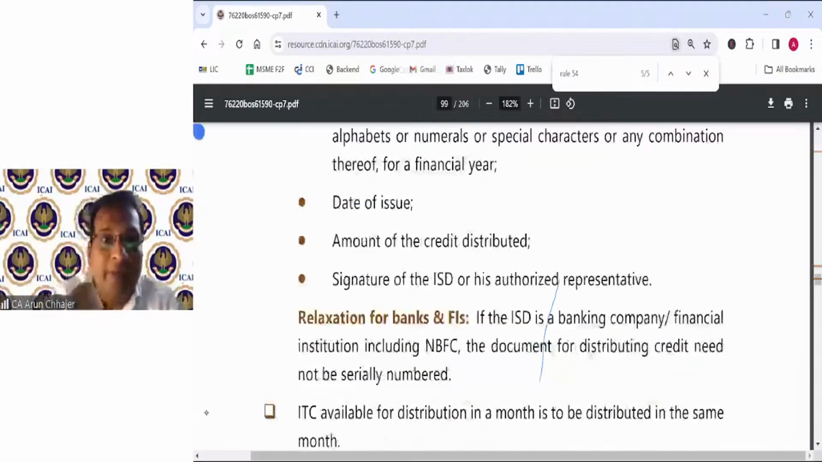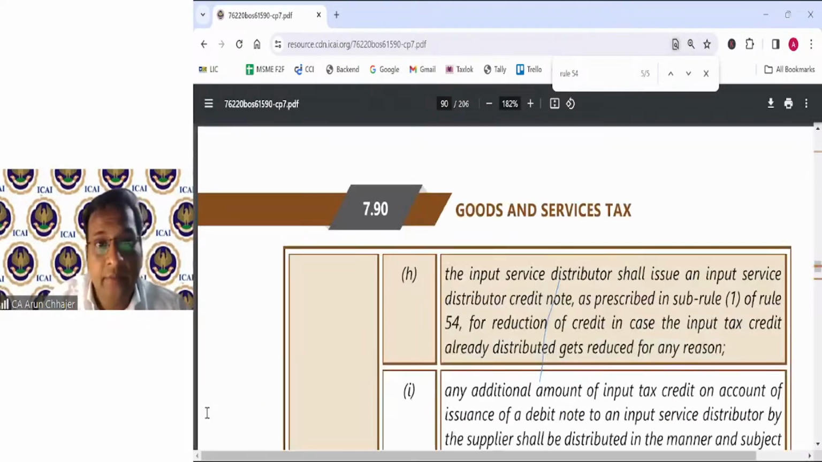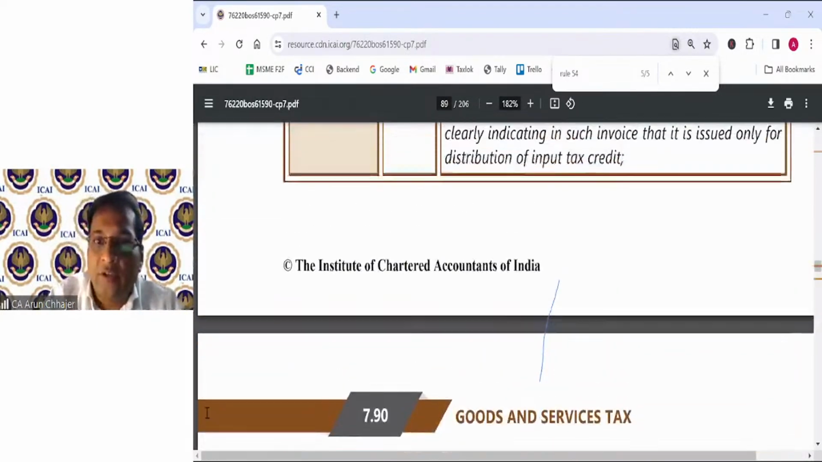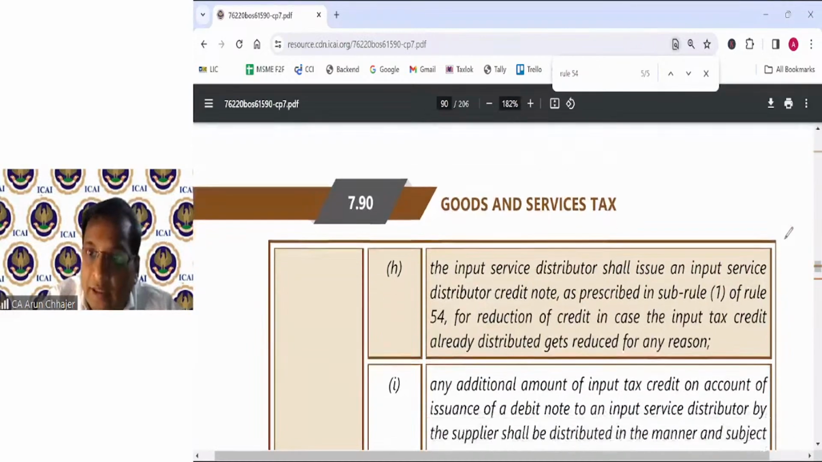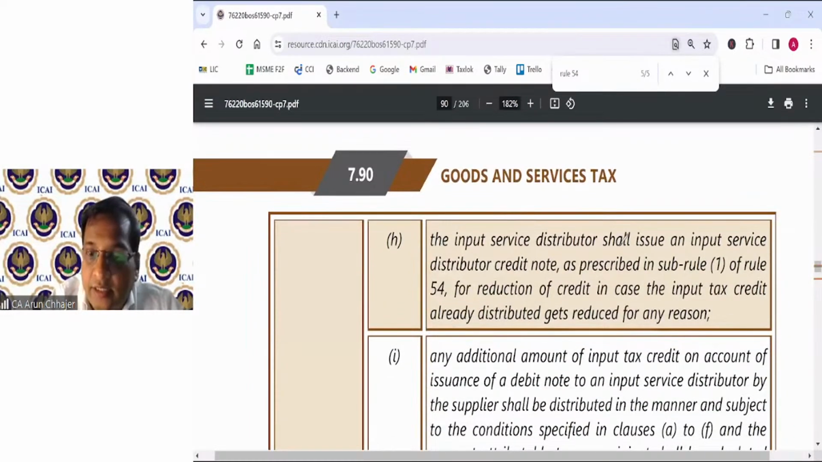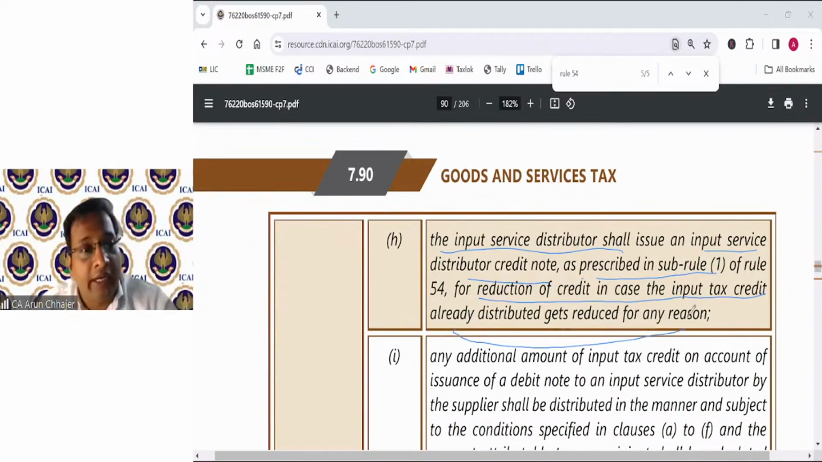So again, let me go back to page number 90. So that is clear to all regarding the parameters which are prescribed in Rule 54 sub-rule 1. Now the next rule: the input service distributor shall issue an input service distributor credit note, as prescribed in 54(1), for reduction of the credit in ITC if already distributed extra. So we have discussed yesterday, if ITC has been distributed extra, then it has to be reversed. So reversal would be based on the credit note.